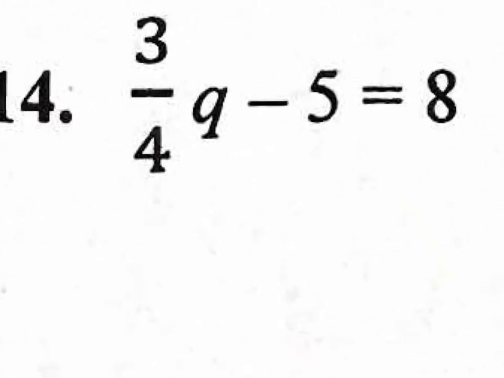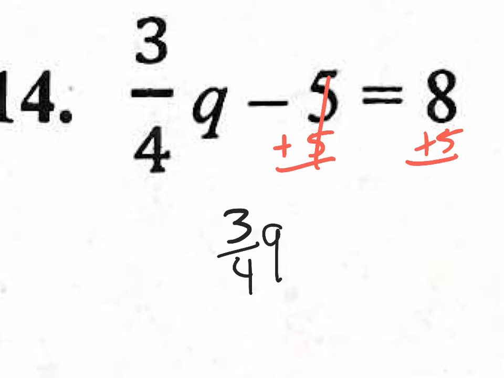All right. What do you say, Sergio? You add 5. That's the best thing you could do. Plus 5 right there. Plus 5 over here. You will end up with 3/4 q equals 8 plus 5, 13.